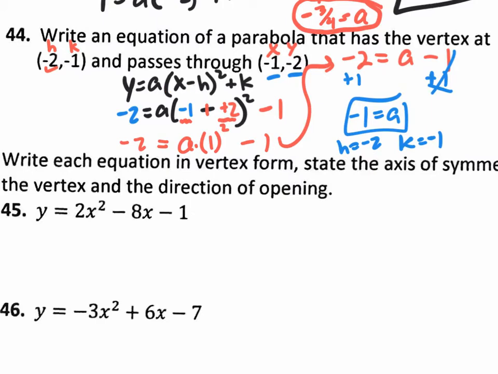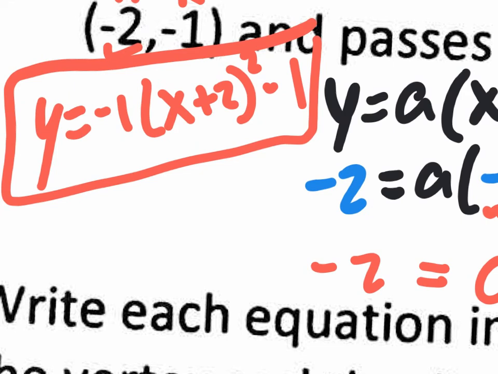So your final answer will be y equals a, which is negative 1, open parentheses, x minus h, which will be a plus 2, squared, plus k, which is going to be a minus 1. So there's your final answer for number 44. Y equals negative 1, or just negative, you don't even need the 1. Negative on the outside of the parentheses, x plus 2 squared, minus 1 at the very end.